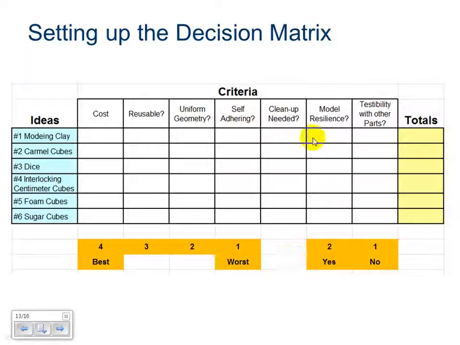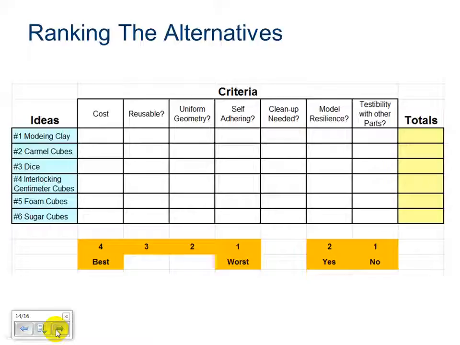So now we're going to start trying to take the survey, if you will. We're going to look at modeling clay, and we're going to consider cost and decide what's important for the cost, how I'm going to rank. So here's how I'm ranking the cost for each of the items. We said modeling clay was relatively inexpensive, so I gave it a 2. The caramel cubes are inexpensive, but more expensive than clay, so I gave them a 3.